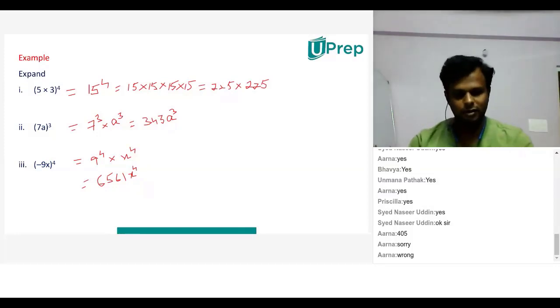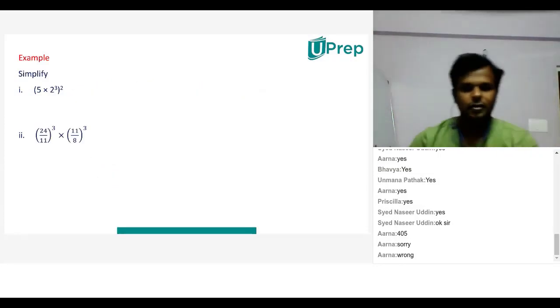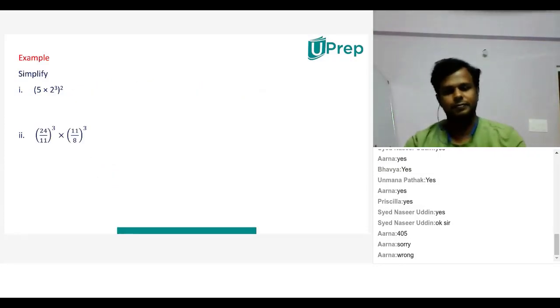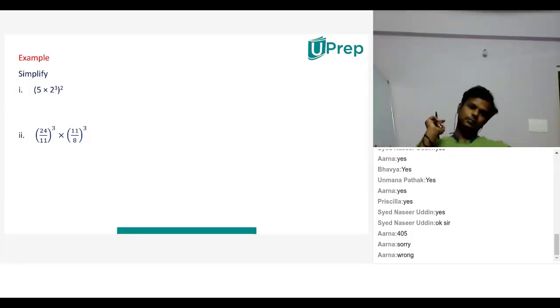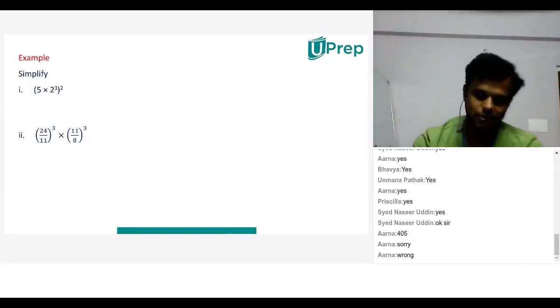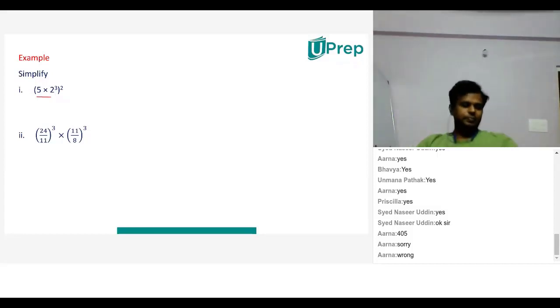Children, can we move on? Yes? Try this question, please. What you can do first is simplify the bracket and then write the square of the value.